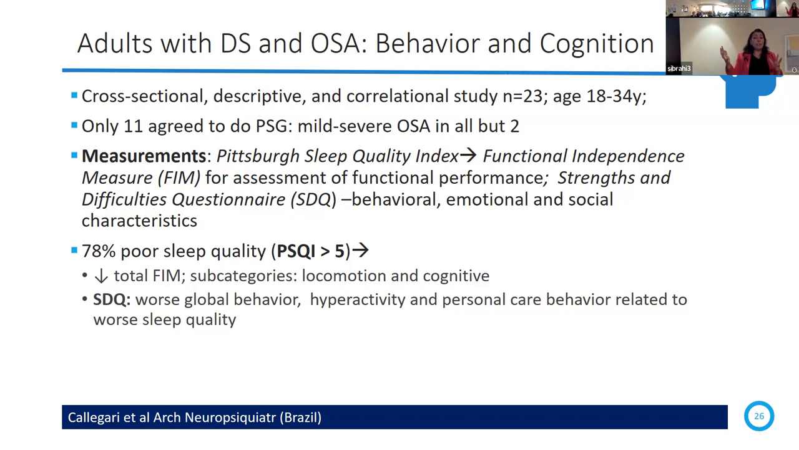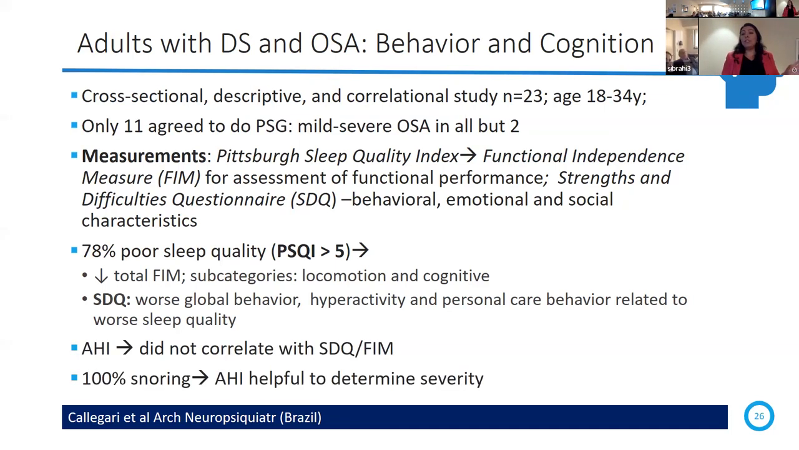A lot of these patients had poor quality sleep, and when they did, it was associated with a decrease in the Functional Independence Measure, particularly locomotion and cognitive. If you're thinking locomotion, we're trying to get people to exercise, so that could be rather impactful. And in terms of behavior, worse global behavior, hyperactivity, and personal care. So when we're trying to help independence, what are some things keeping you awake? It could be that we target sleep apnea. Note that in this study, HI did not correlate with the SDQ, but you're really looking at an N of 11, so you really need bigger studies to make these judgments.